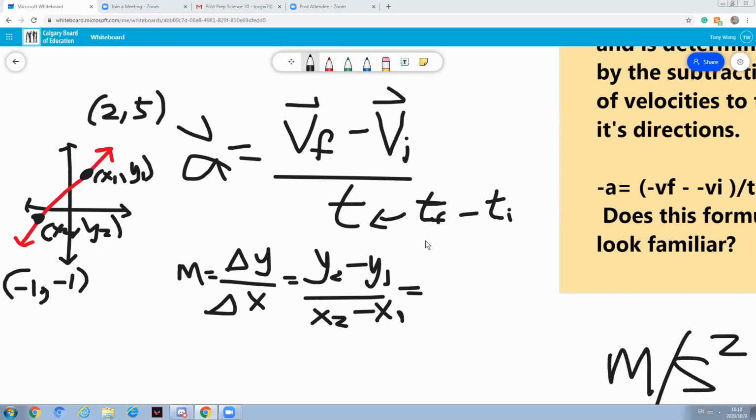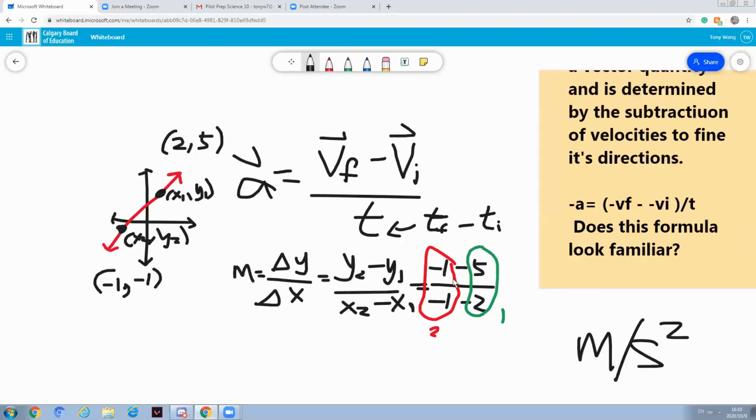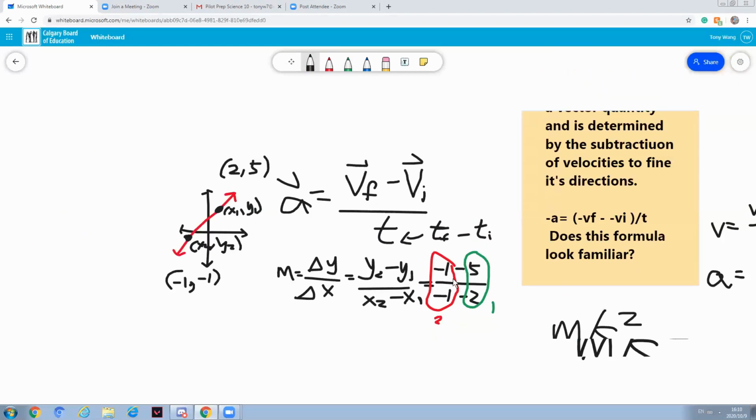So y2 we see here is -1, and we subtract the y1 here, so that would be -1 minus 5. x2 that we see here is also -1, which is then subtracted by the x1 here, which is 2, so minus 2. Notice how this is the 2 point and this is the 1 point. You have to put it in this order, where it's one point minus the other, okay?